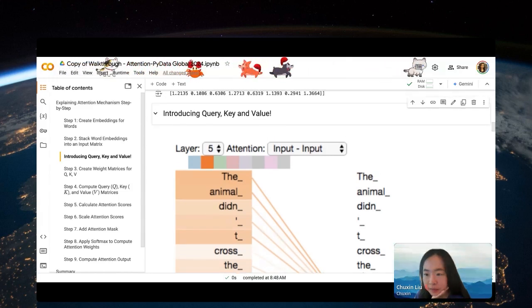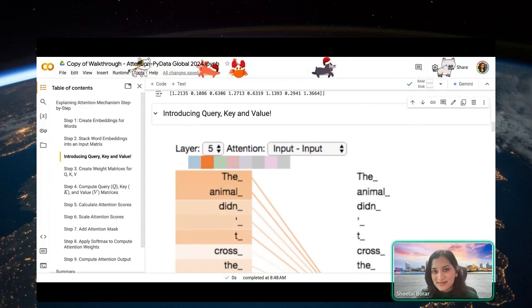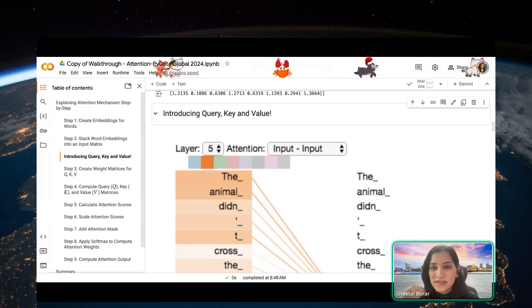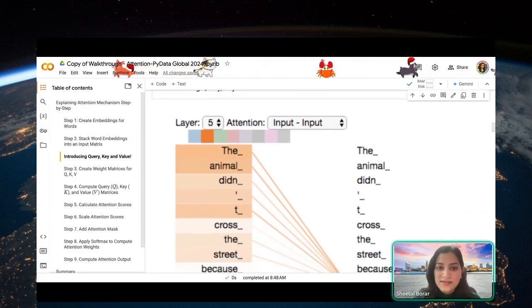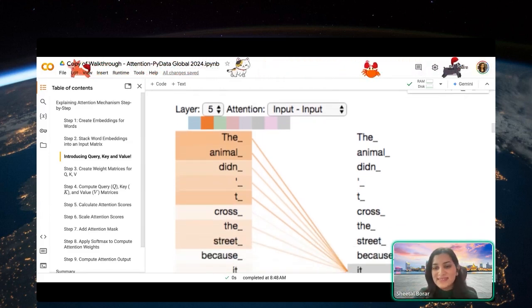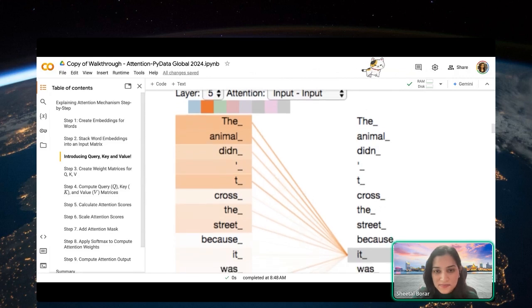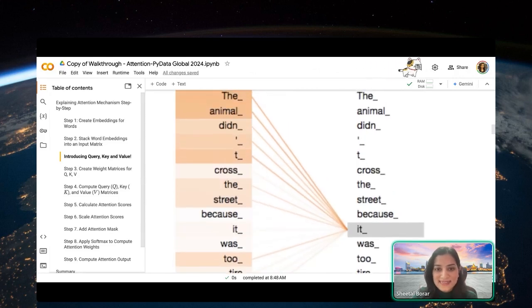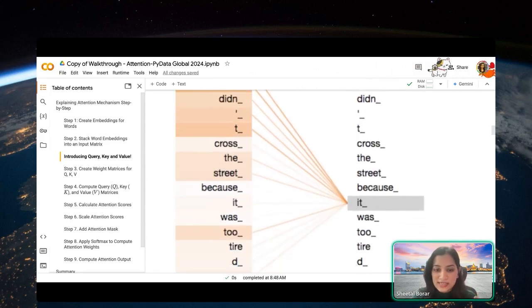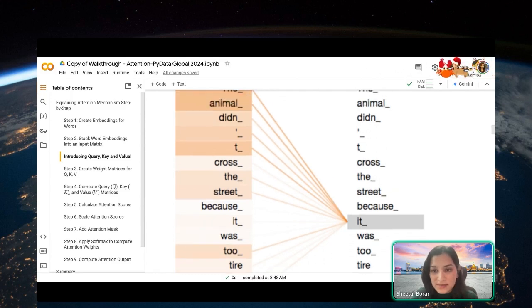So query, key, and value are the most important part of attention, which is what makes us understand these relationships between the different words in the sentence, right? So this is the example that Chuksin gave earlier. The sentence is: the animal didn't cross the street because it was too tired.